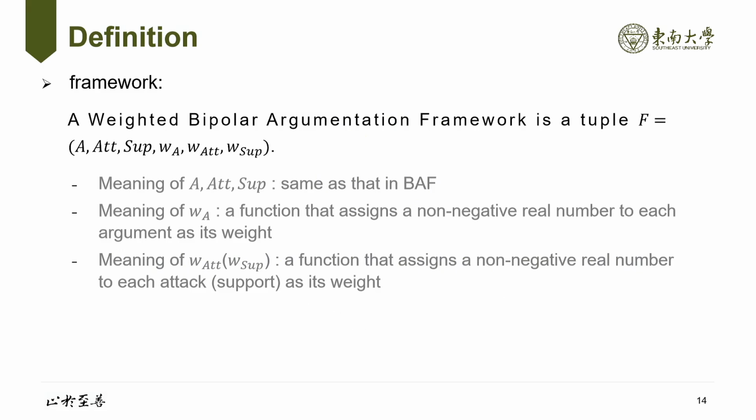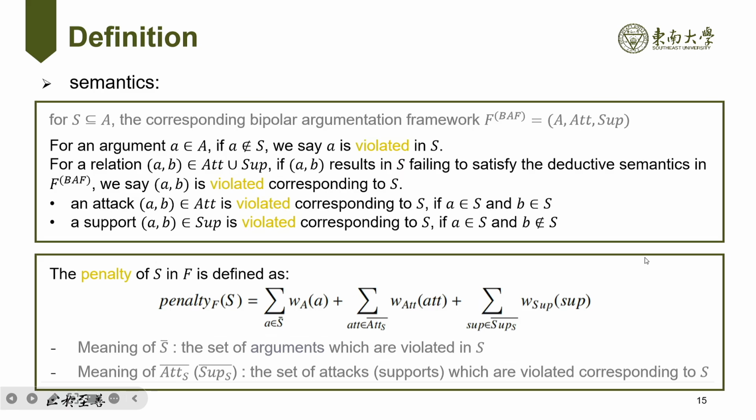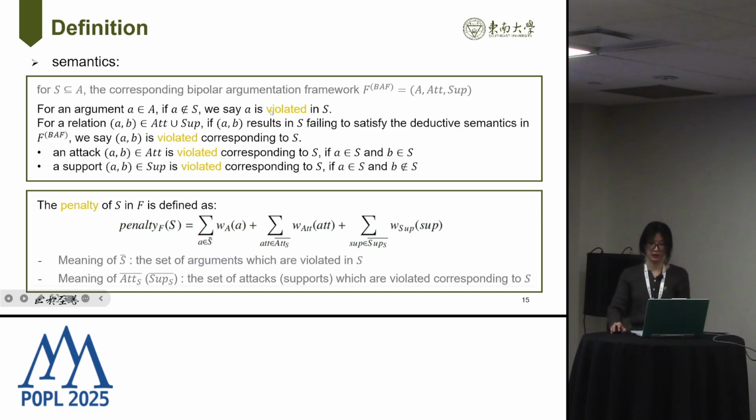Then we reach the third part, the weighted bipolar argumentation framework we proposed in our study. A weighted bipolar argumentation framework is a tuple which takes into account the weights of arguments and relations. To illustrate the semantics, I will introduce the definitions of violate and penalty here. For an argument A, if A does not belong to S, we say A is violated in S. For a relation (A,B), if (A,B) results in S failing to satisfy the deductive semantics in F_BAF, we say (A,B) is violated corresponding to S. Then the penalty of S in F can be defined as the sum of the weights of the violated arguments and the relations.